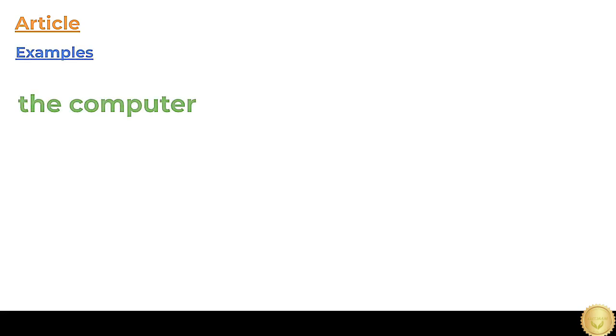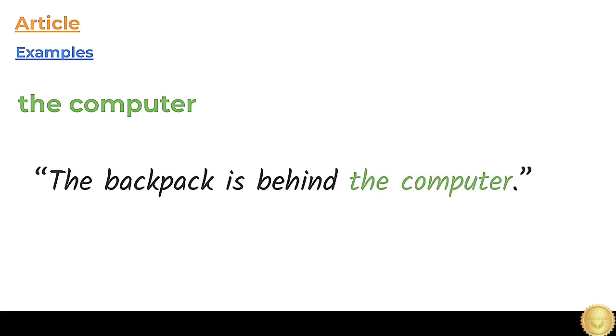Okay, another example then, the computer. So we've used the definite article here. The backpack is behind the computer. We've actually got 2, the backpack as well as the computer. So we know both the backpack and we know the computer. So in this situation, maybe it's ours, maybe it's one of our family members or our friends. We're all aware of the 2 nouns here.